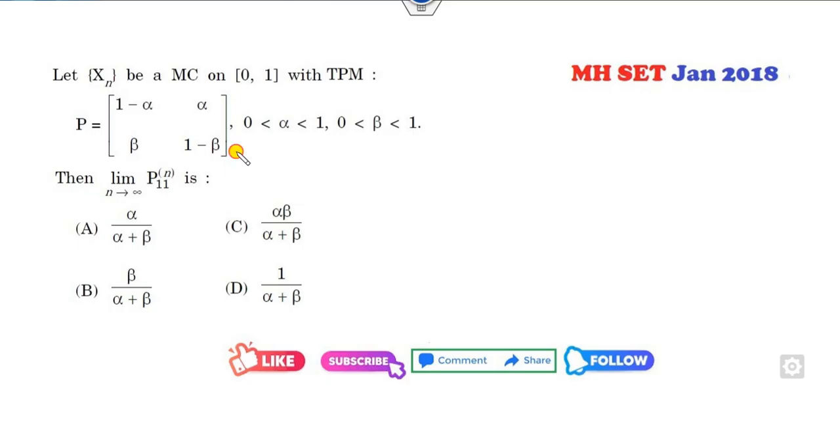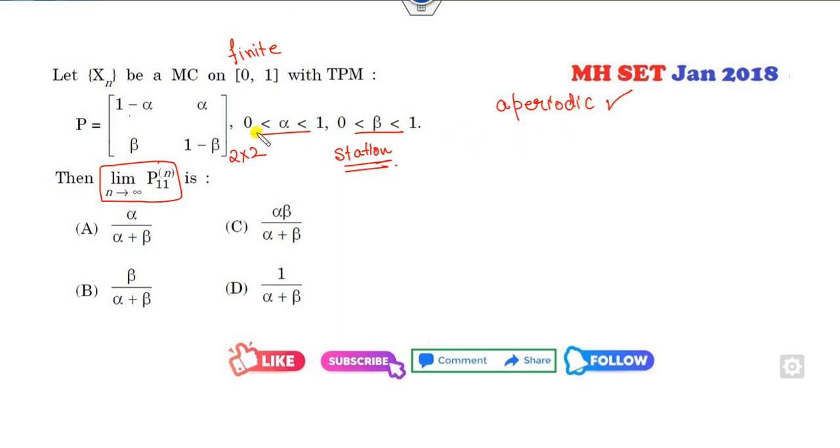Okay, now you can see it's a 2 cross 2 matrix, and what does it mean? That means you have to find the stationary probability. Fine. You can see it's finite. Because alpha and beta lie strictly between 0 and 1, the diagonal entries are non-zero. So that means it is aperiodic. Fine. Also, if you draw the diagram, you can see 0 to 1, 1 to 0, 1 to 1, and here it is irreducible also.